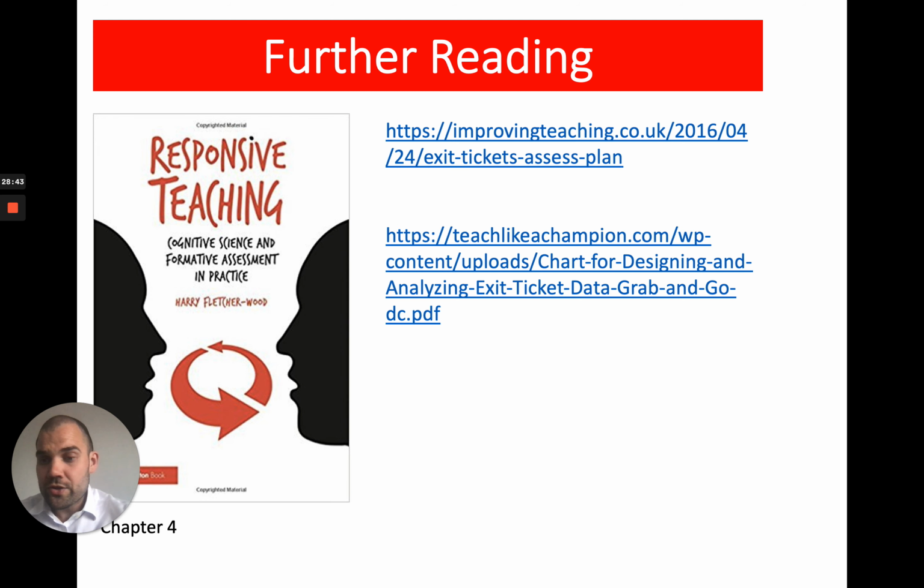To finish off then, just a couple of bits of further reading if you want to read more about exit tickets. I think the single best one is Harry Fletcher-Wood's Responsive Teaching. Chapter 4 of that is entirely dedicated to how to design really outstanding exit tickets. A lot of the ideas inform this presentation, so have a look at that. That is in the Hampstead Staff CPD library.